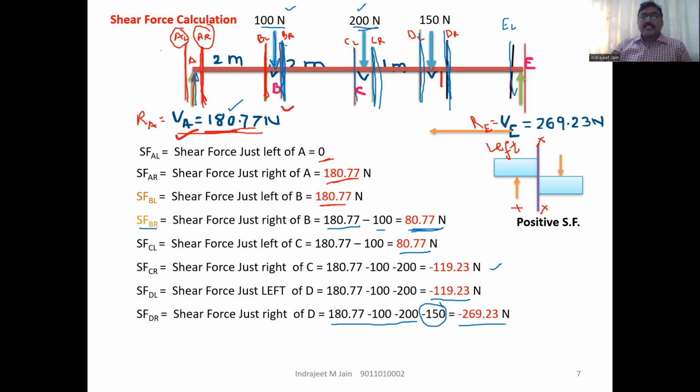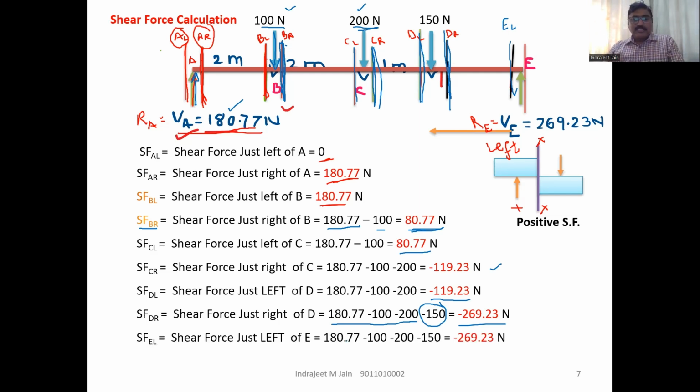Then D right and E left. The value will remain the same, because on the left side of D right, whatever the summation of all the forces, the same will be on the left side of E left. You will get the same value there.